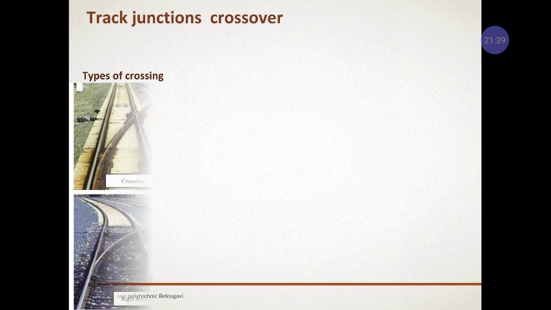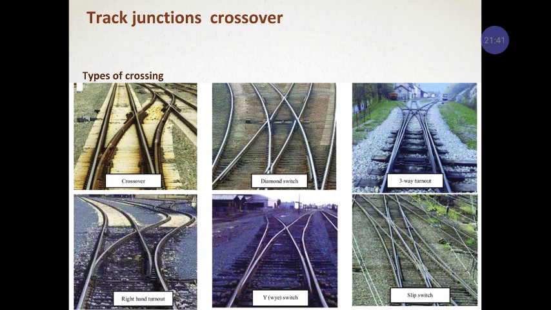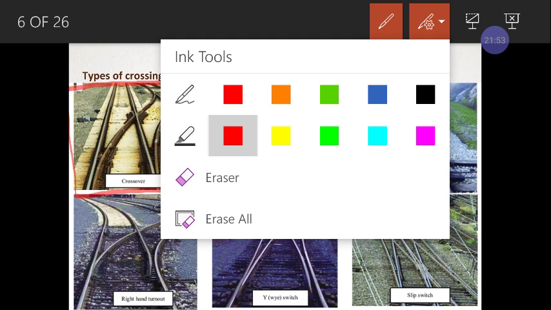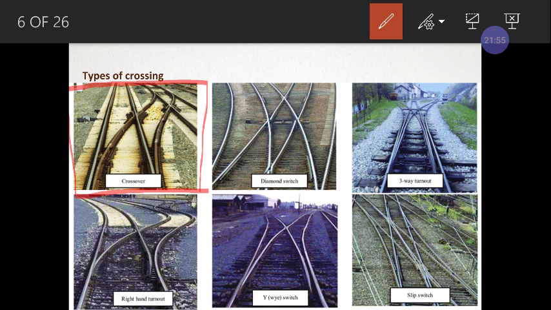Types of crossing. So these are the types of crossings. First, look at the first picture here. Don't look at the other pictures, just look at this picture. Here there is a main track, and there is another parallel track to it. You can see in that picture that there are two parallel tracks moving aside.